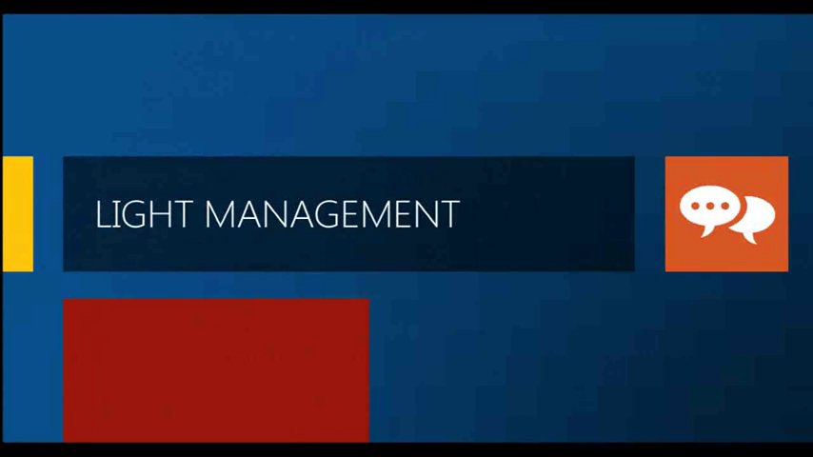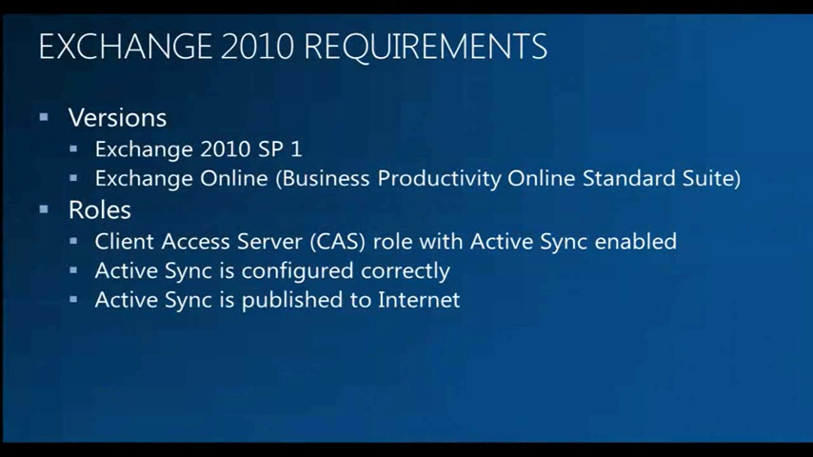So let's start with light management. What do you need? You need Exchange 2010, either on premises or Exchange Online. This Windows Intune version only supports on-premises Exchange. So that's one difference. You need to have a client access server role with ActiveSync enabled, and ActiveSync naturally must be configured correctly and published to the internet. So those mobile devices can actually connect to it.